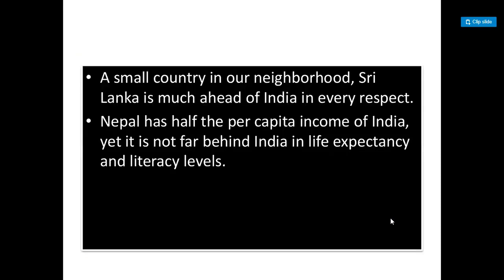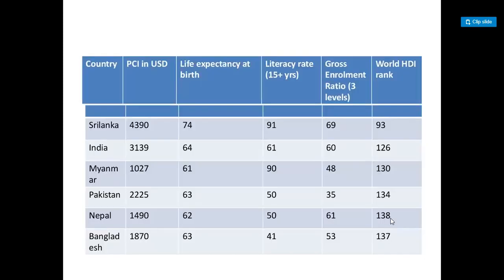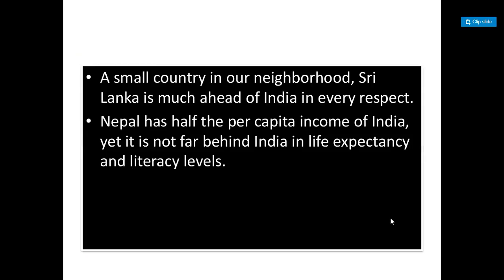Nepal has half the per capita income of India, yet it is not far behind India in life expectancy and literacy rate. Here you can see Nepal, their life expectancy is very near to ours, because we have 64, they have 62. Then literacy rate 61 and 50, then gross enrollment 60 and they have 61, and our rank is better than theirs, that is 126 and 138.